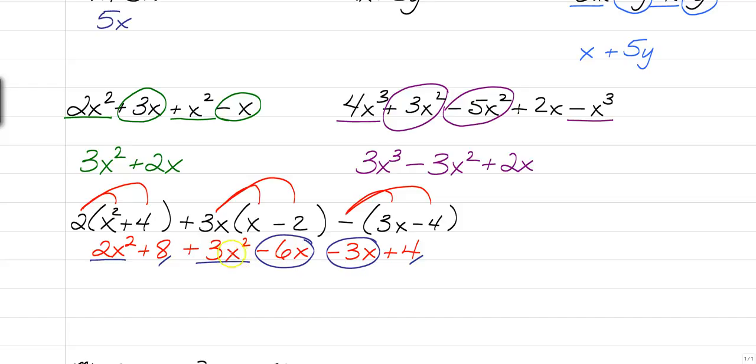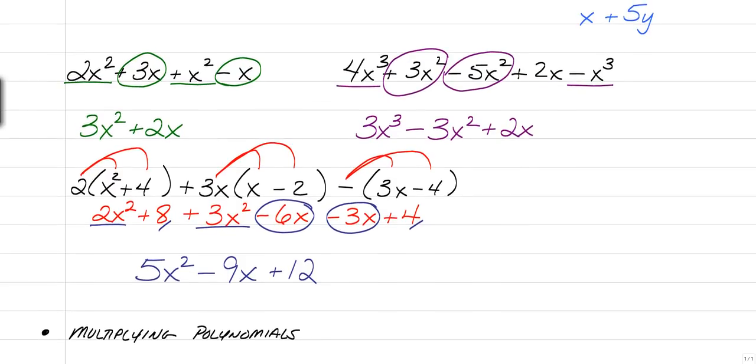So we have 2x squared and 3x squared, that's going to give us a 5x squared. We have a negative 6x and a negative 3x, so that's a negative 9x. And we have a positive 8 and a positive 4. That's going to give us a positive 12. Okay, and that is distributing and then combining like terms. And as a special note that you learned back in Algebra 1, it's common practice to always write your answer in descending order. Okay?